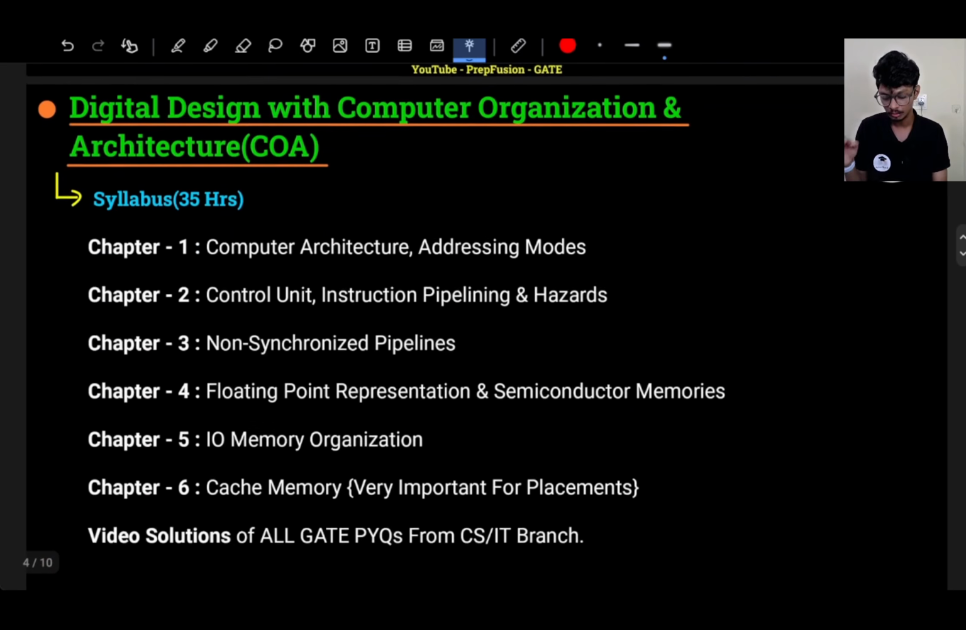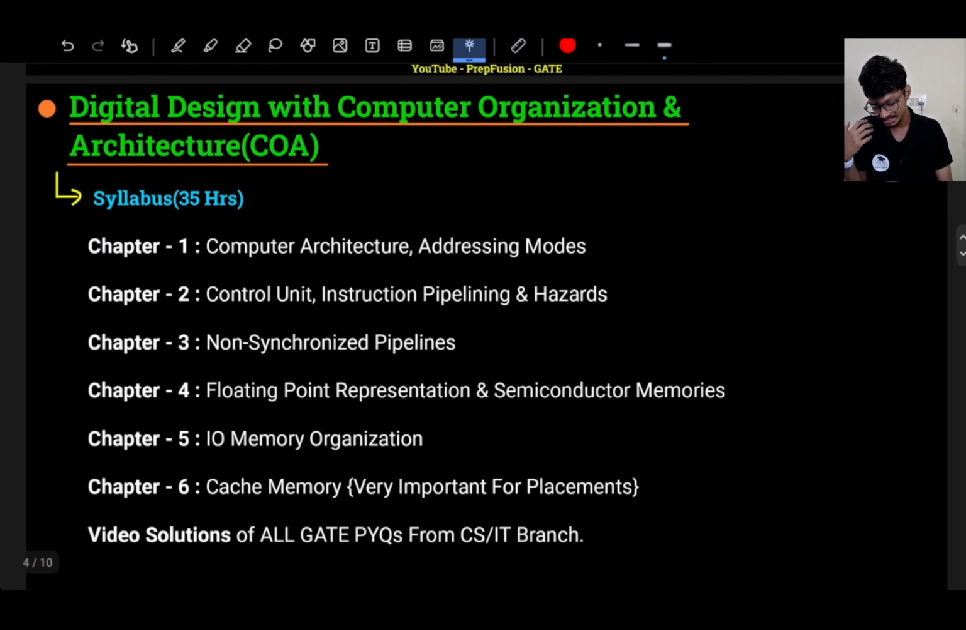Now let's discuss the COA. In COA, there are mainly 6 chapters that we will cover, and roughly the duration of the course will be 35 hours. So these are the 6 chapters. Let's discuss them one by one.